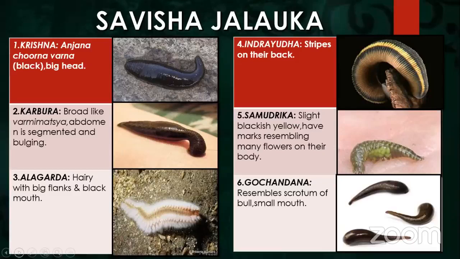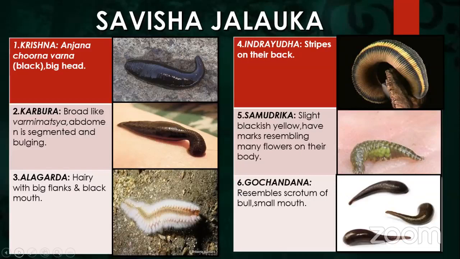In Ayurveda, there are totally 12 types of leeches, 6 types of Savisha and 6 types of Nirvisha, that is 6 types of poisonous Jaloka and 6 types of non-poisonous Jaloka. Now we look at Savisha Jaloka, that is poisonous Jaloka. There are totally 6 types here: Krishna, Garbura, Alagartha, Indrayudha, Samudrika, Kochandana. These names are given based on bodily features of leeches. We'll see one by one.